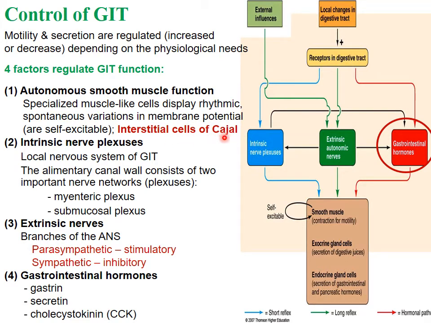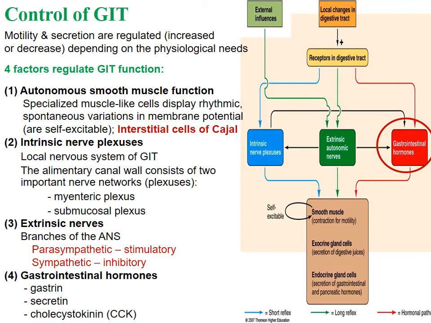This is spelled C-A-J-A-L. It's not pronounced as Kajal. It is Cajal, interstitial cells of Cajal. That is how it is pronounced, and it is a special type of cell which displays an autorhythmic property. That means if a small piece of the intestine is cut and kept outside, it will keep on contracting, right?